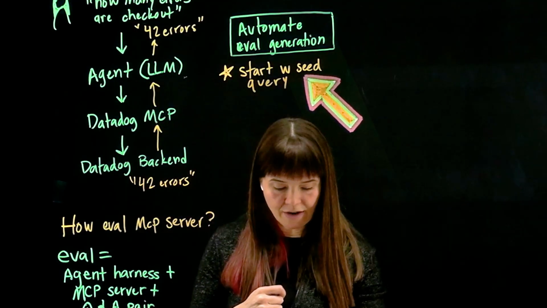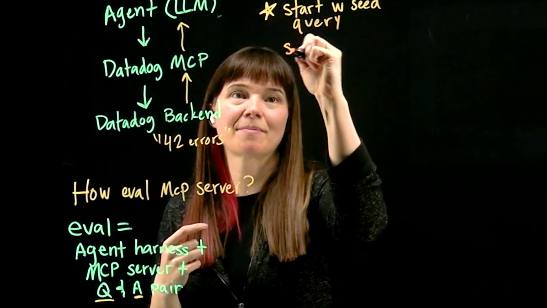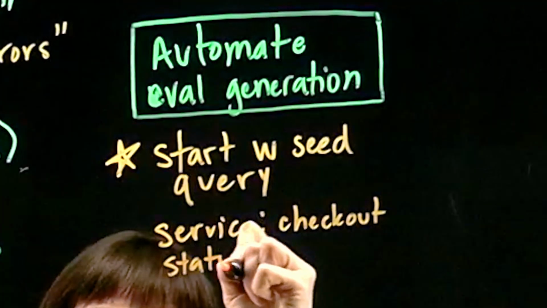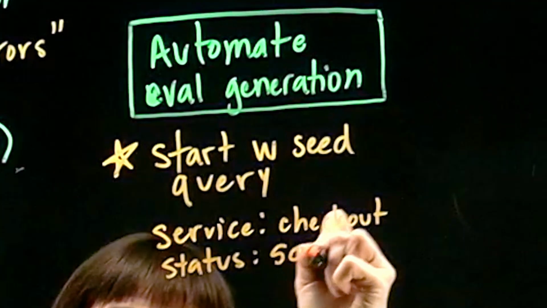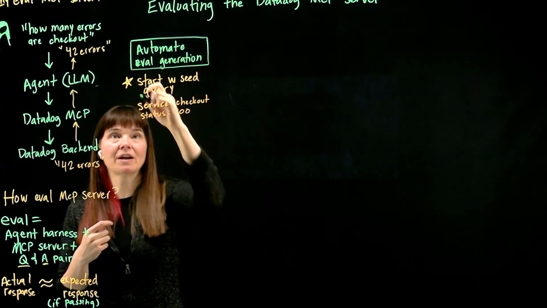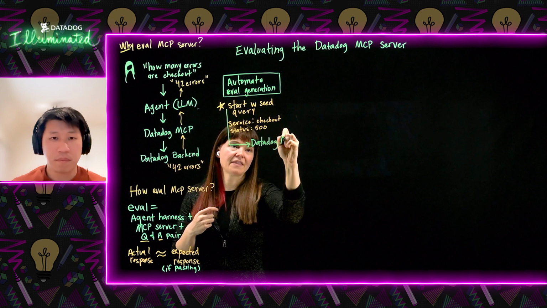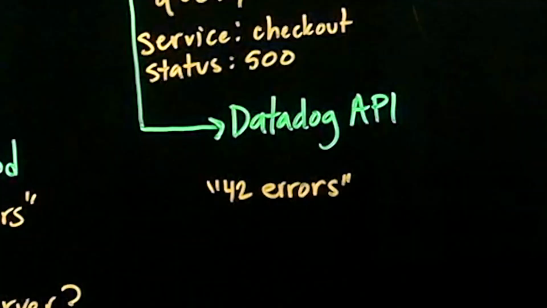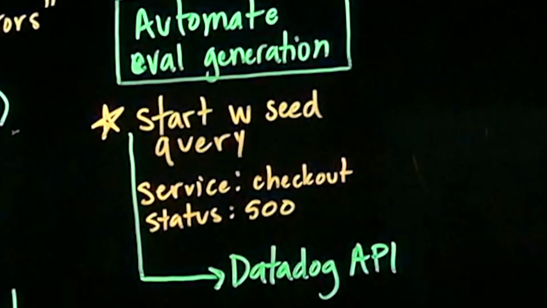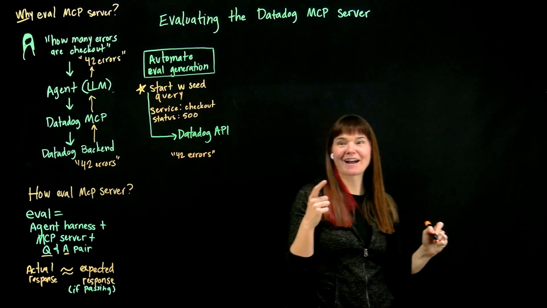You start with a seed query. So like maybe, I mean, this isn't the proper syntax, but we're saying service is checkout, status is 500. And then from that seed query, we call the Datadog API, which is a very known thing. And then we get our response, which is the 42 errors. We have the query and the answer, but we don't have the question.